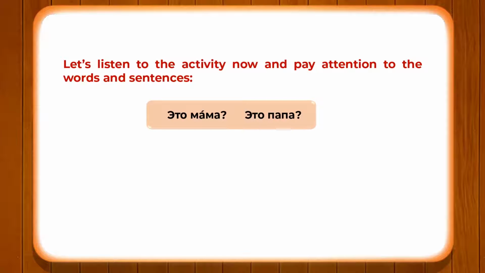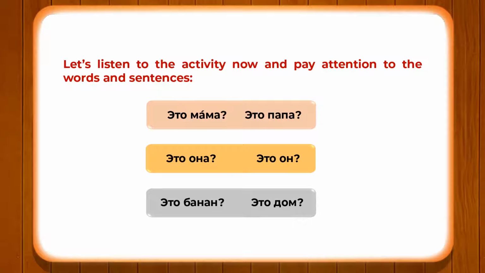Это мама? Это папа? Это она? Это он? Это банан? Это дом? All these sentences which I just pronounced, the tone is going higher at the end. Why? Because I am asking a question. Это мама? Это папа? Это она? Это он? Это банан? Это дом?